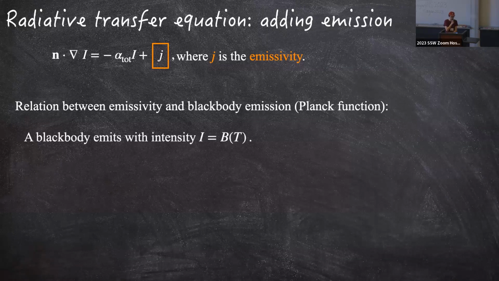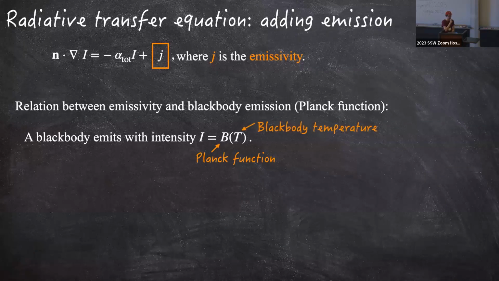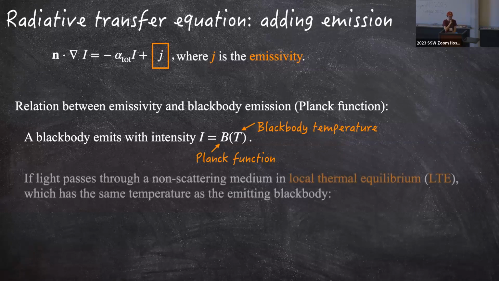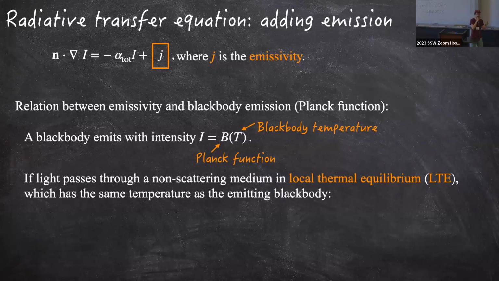So I measured above the black body is B, where this is the Planck function as a function of temperature. And now imagine the light passes through a medium, a gas, for example, that is in local thermal equilibrium. That means it's characterized by one quantity, the temperature, that determines how the energy states are occupied in molecules and atoms. If there's no scattering, and if the temperature of the medium is the same as the black body, we don't expect this intensity to change. It should stay constant, because everything is in equilibrium at the same temperature.